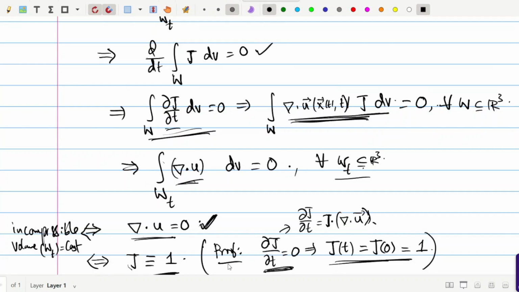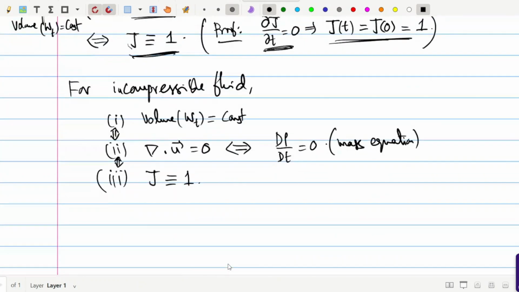Along with that, we also gave another definition of incompressibility using the mass equation: the material derivative of the density is also 0. These are all four equivalent definitions for an incompressible fluid.